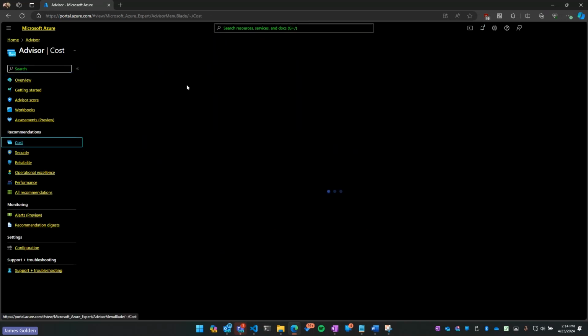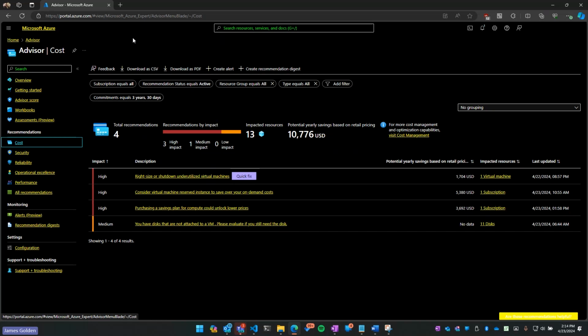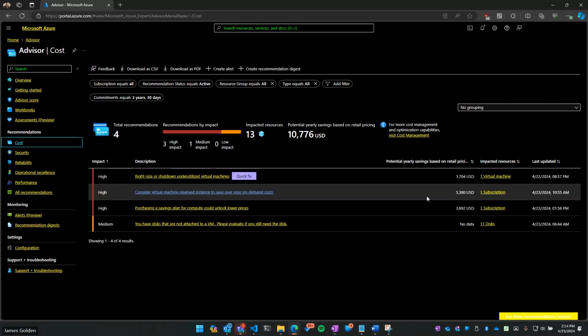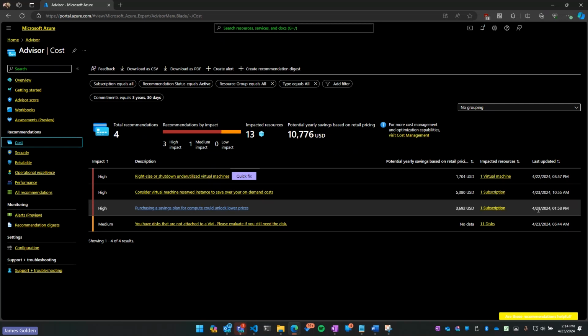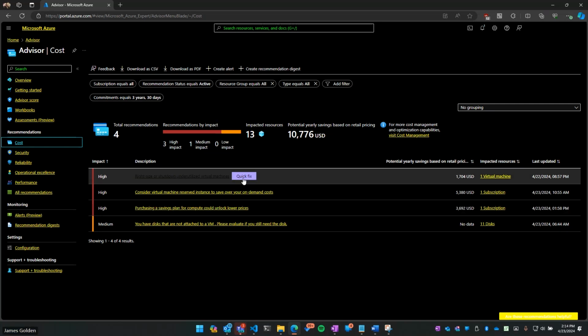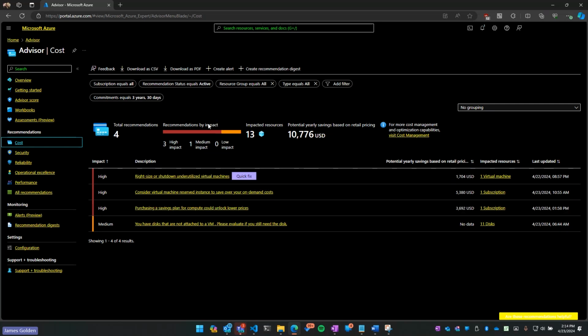Advisor is really, really good at figuring all this out, at least on the high level items of where you should go. So for example, here under the Advisor, under cost recommendations, looking at some of our subs, we can already see that reserved instances need to be done for these machines. We have savings plans that can potentially reduce the cost for this subscription, and then also we have underutilized virtual machines.